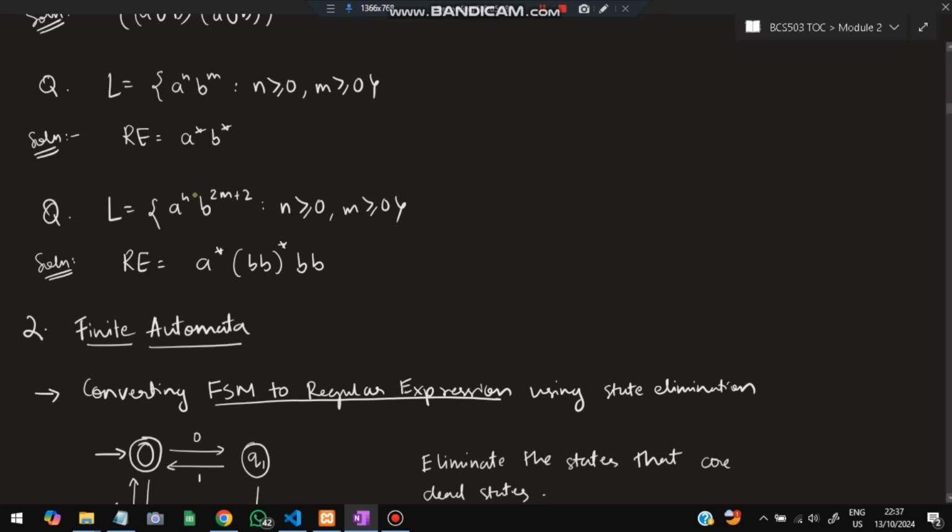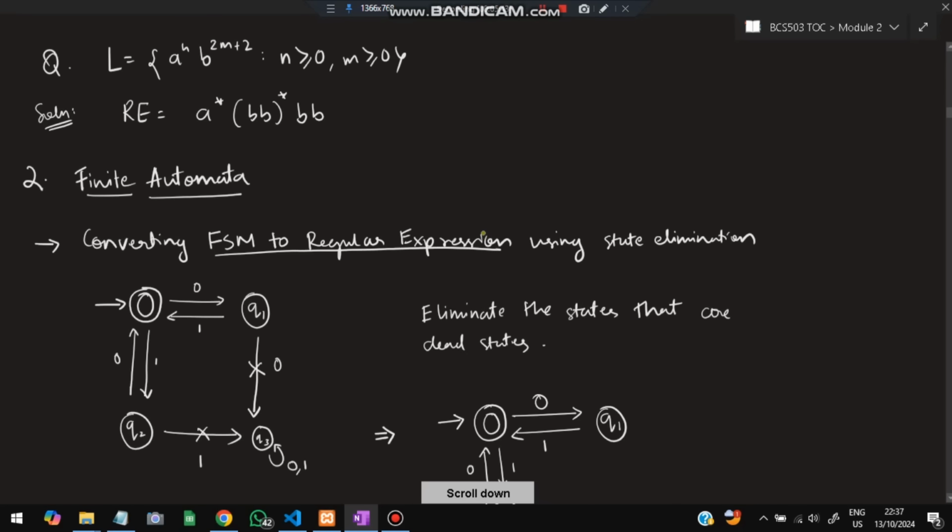And this is another question here. So here a power n is given, so I'll take star here, and b power 2m is given. So whatever m value I take, it will be multiplied with 2. If one m is there, it will become 2 times. So whatever the value I take here, it should be twice, right? If I separate this, it will be (b square) power m, right? This is simple algebra formula. b square means bb. So bb is repeated. So this is the way you write the regular expressions.